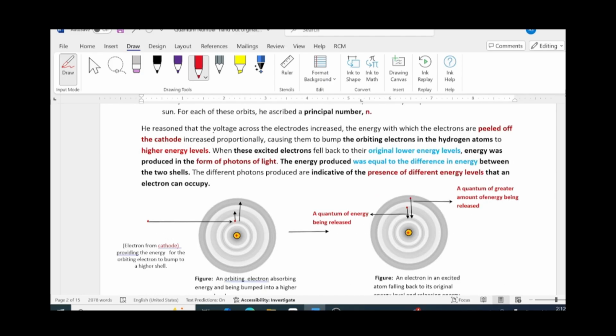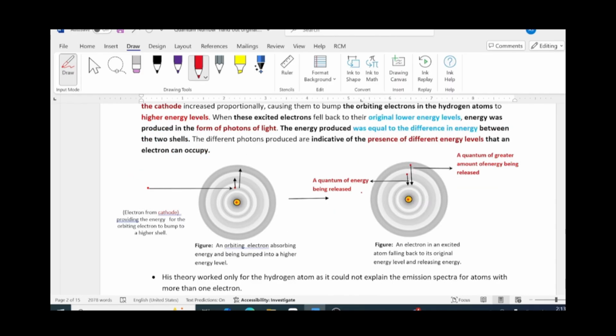Bohr reasoned that as the voltage across the electrodes increases, the energy with which electrons are peeled off the cathode increases proportionally, causing them to bump the orbiting electrons in the hydrogen atoms to higher energy levels. When these excited electrons fall back to their original energy levels, energy was produced in the form of photons of light. The energy produced was equal to the difference in energy between the two shells. This figure here depicts the Bohr model of the atom.